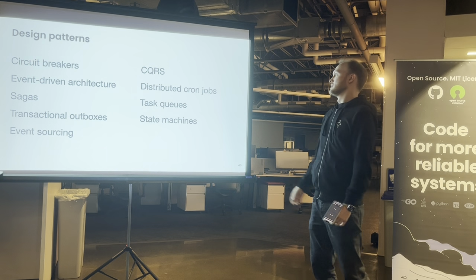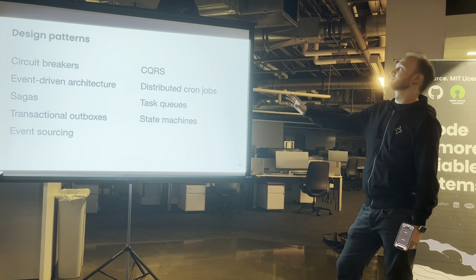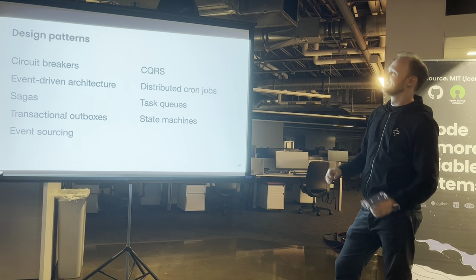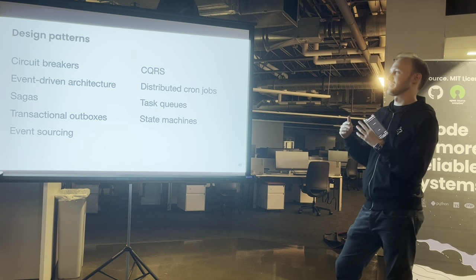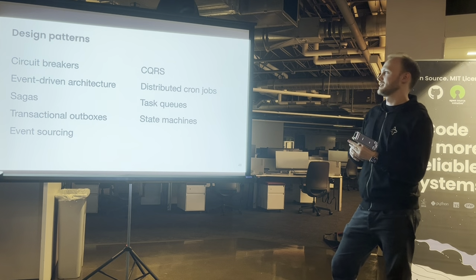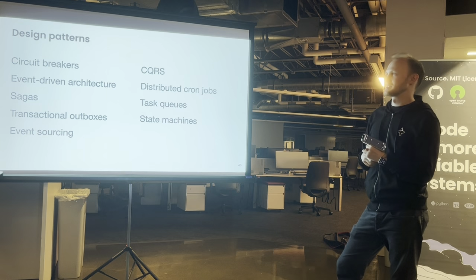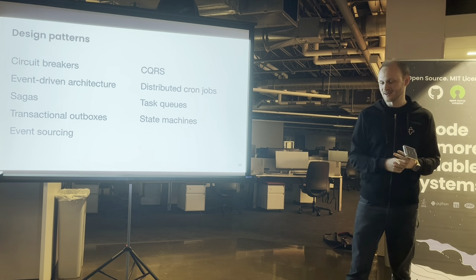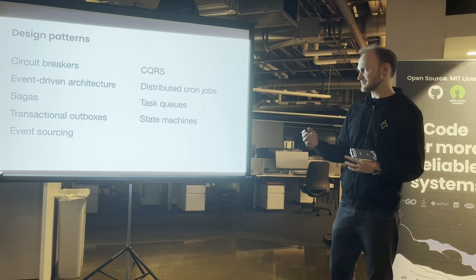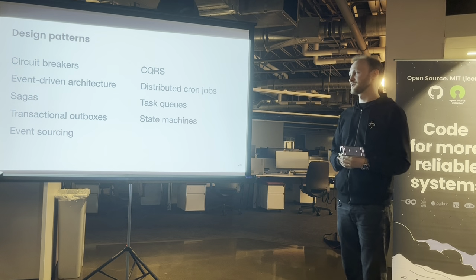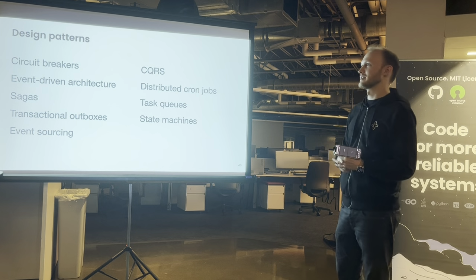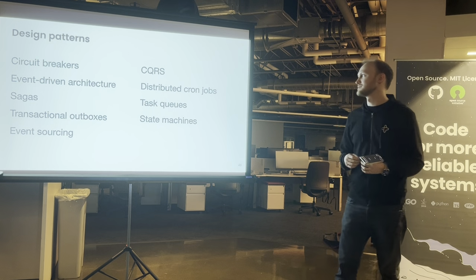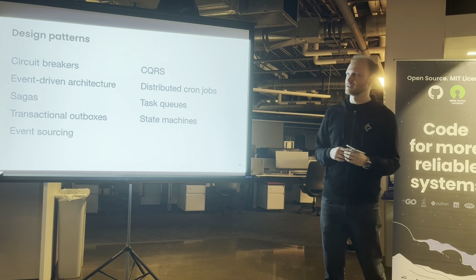In summary, circuit breakers, I forget. Circuit breakers don't need, or are done for you automatically by Temporal. Event-driven architecture, you're getting the runtime decoupling benefits with Temporal, and you get better DX. Sagas, really easy to do in Temporal, you just try-catch. Transactional outboxes, you don't need to do. Event sourcing, done for you automatically. CQRS, sort of irrelevant, sort of done for you. Distributed cron jobs, easy to do. Task queues, done for you. State machines, easy to do.